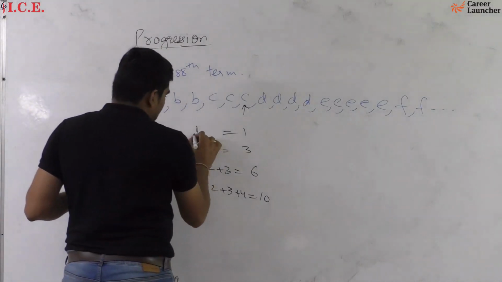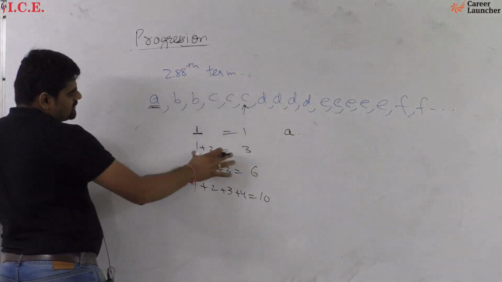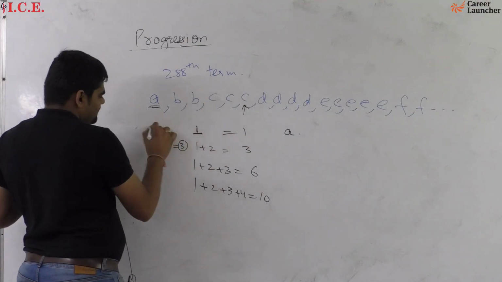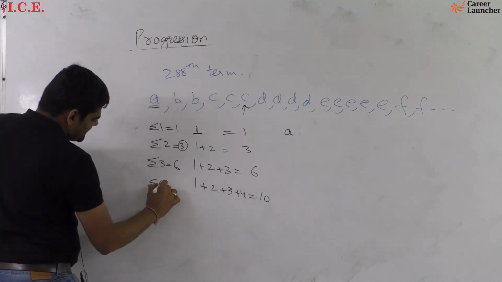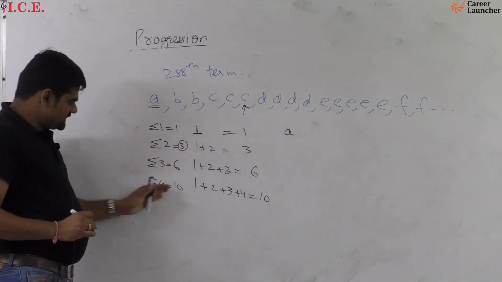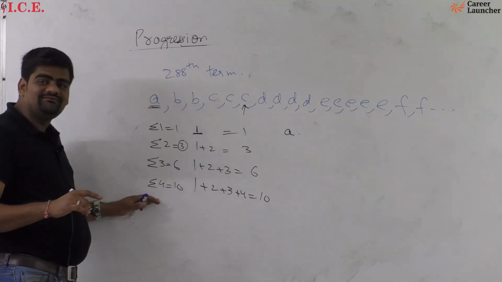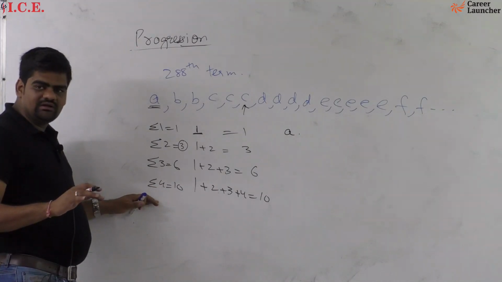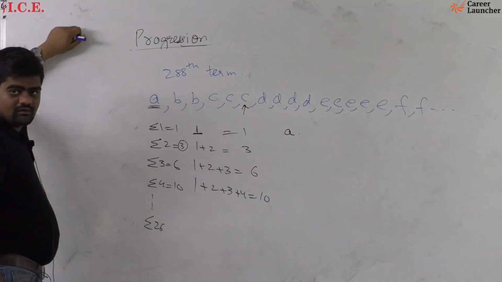When I am asking you the sum of first term, I am talking about A. If I am talking about the first and the second term, can I say sigma 2, that is 3. Sigma 1 is 1. Sigma 3 is 6. Sigma 4 is 10. And the 10th term is going to be D, the fourth alphabet. Similarly, if I say sigma 26, that is the Z.